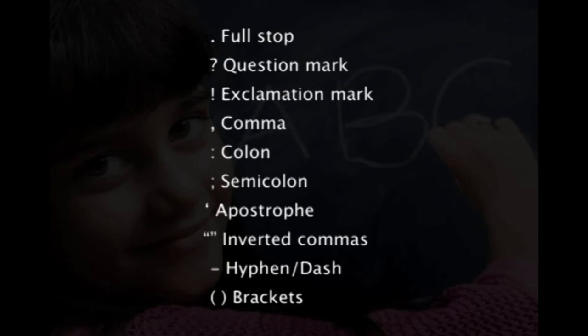Now, as we know, punctuation plays a vital role, and if we do not have a punctuation mark in a sentence, it can give an entirely different meaning. Now, these are the following types of punctuation marks. We have punctuation such as full stop, question mark, exclamatory mark, comma, colon, semicolon, apostrophe, inverted commas, hyphen or dash, and finally brackets. Now, let us look at each punctuation mark in detail.